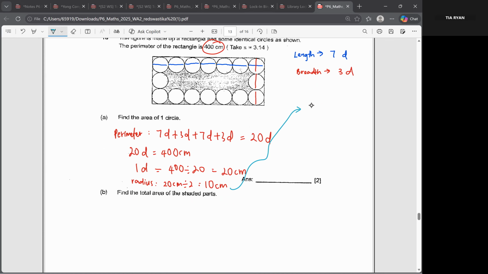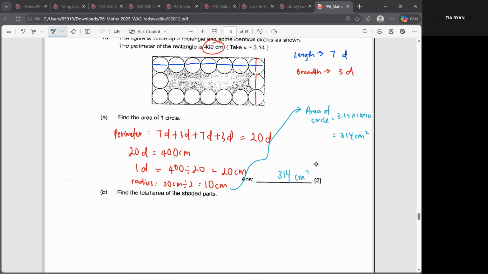Pi times radius times radius, which is 3.14 times 10 times 10. This is for area of circle, right? Area of circle is 3.14 times 10 times 10, which gives me an answer of 314 cm squared. Agree or disagree?